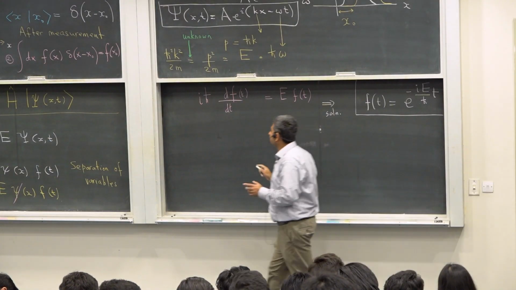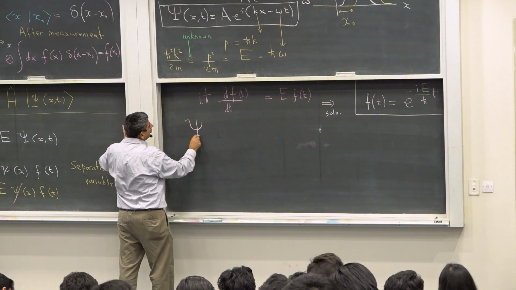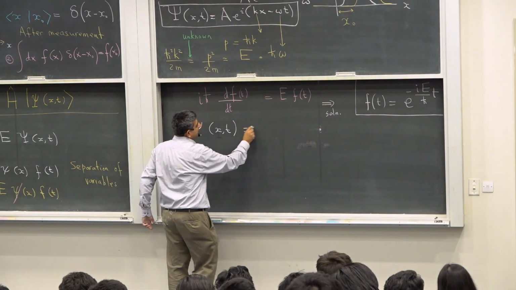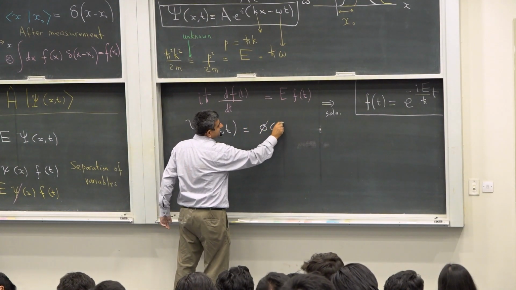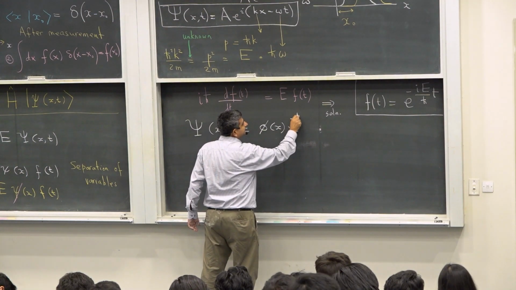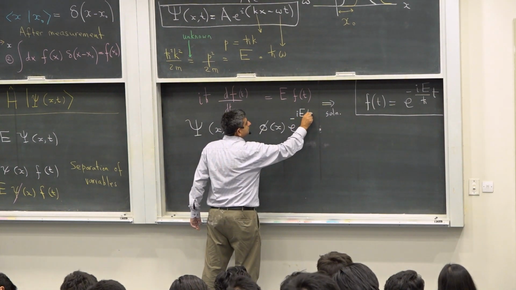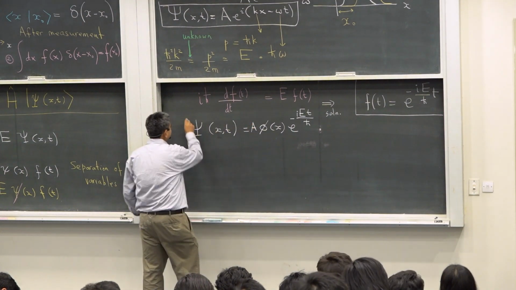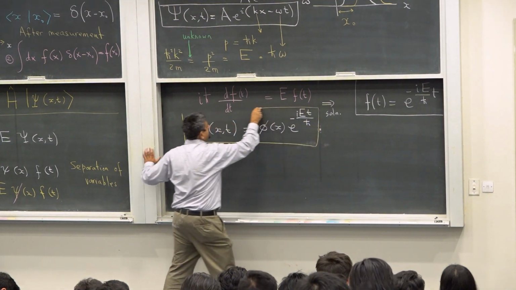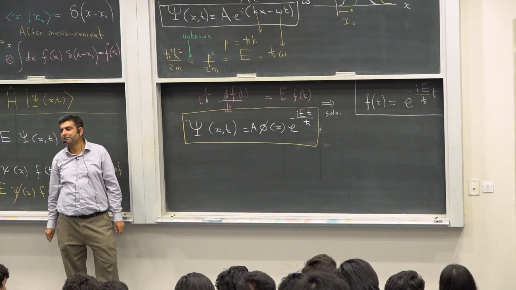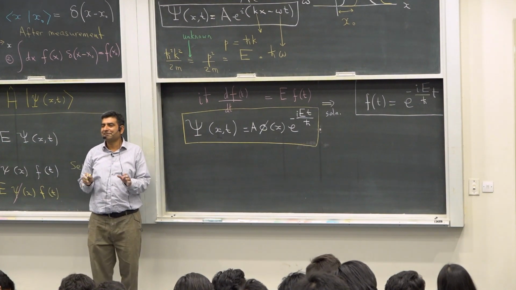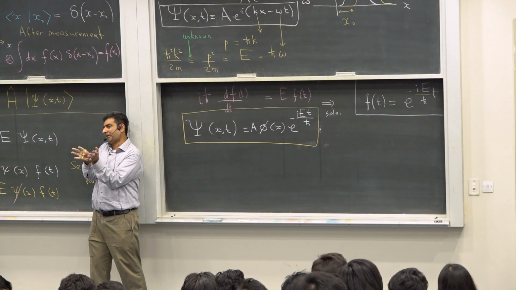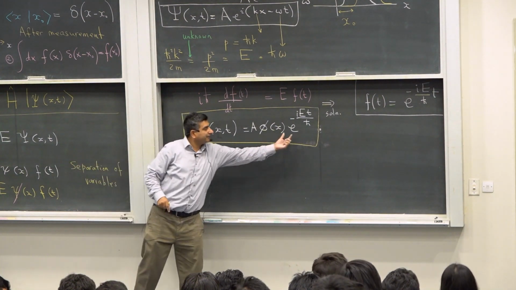We know what the time dependent part is. So our overall wave function has a space dependent part and a time dependent part, maybe with some constant. Correct? So the time dependent part is easy. The time dependent part is just this much.